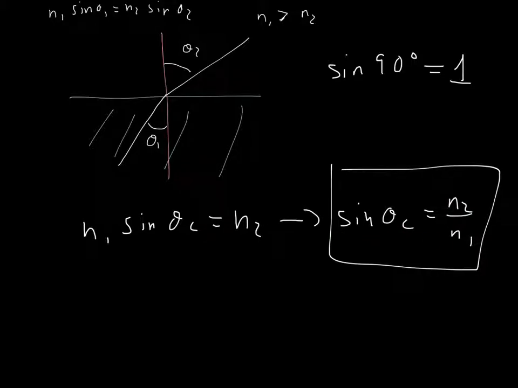Now realize that this will only happen if n2 is smaller than n1, because the sine can't be bigger than 1. So if n2 is bigger than n1, this will be bigger than 1, and then this will never happen, therefore there will be no critical angle. So the only possibility to have total internal reflection, which means that everything gets reflected, there is no refraction, is to have an n2 that's smaller than n1. Otherwise, no problem at all. So again, when I go from air to water, no problem. When I go from water to air, then yes, there's a problem. For a certain angle, light just gets reflected, there is no refraction.